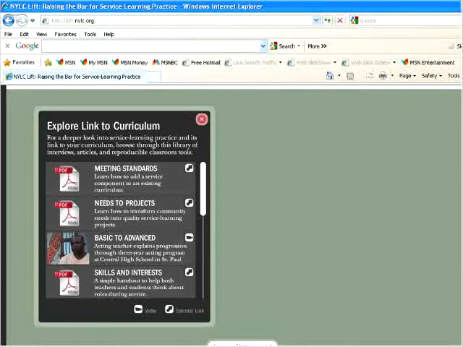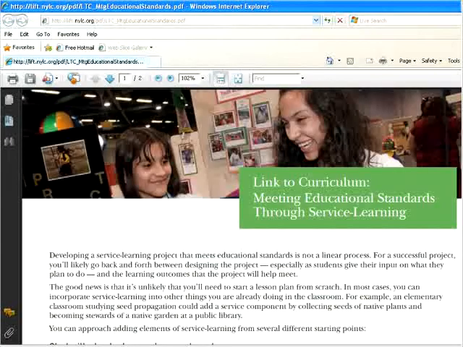I'm sorry, I wanted to highlight a few more resources from NYLC's LIFT pieces that explore the link to curriculum. If you go to the link to curriculum standard on LIFT and go to Explore, you'll find some downloadable PDFs. And I just wanted to talk about some of these and what you might find there.